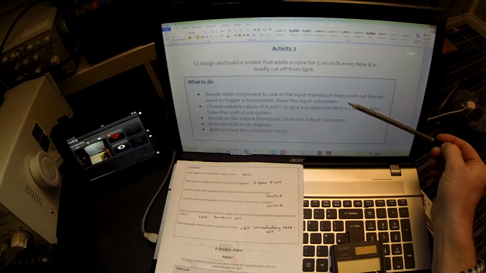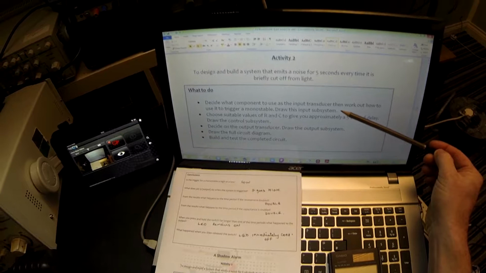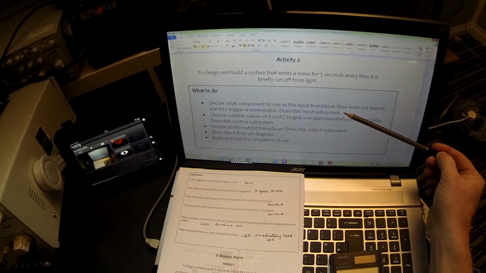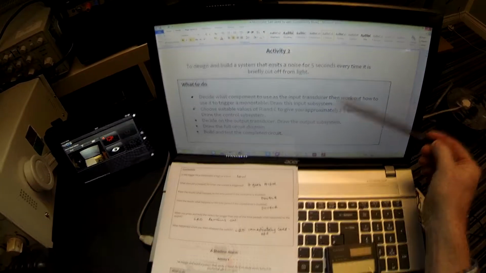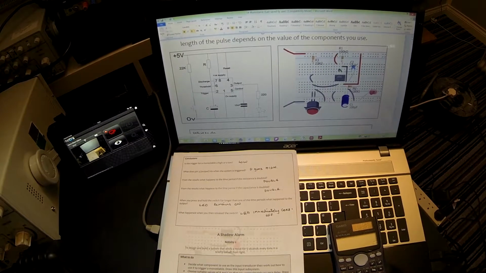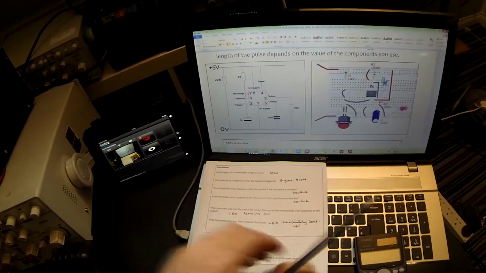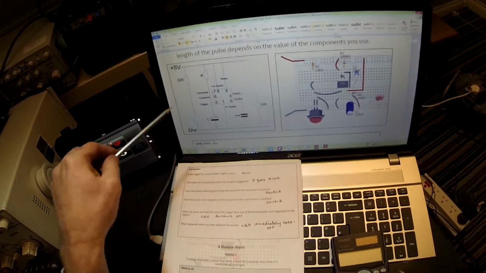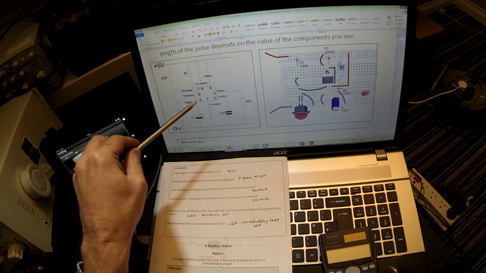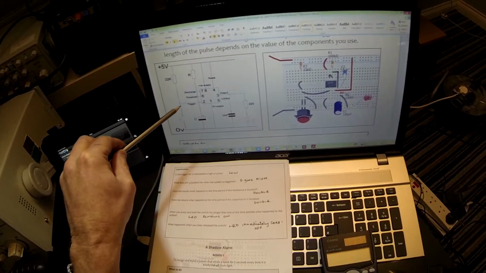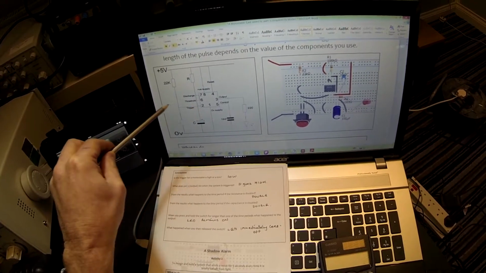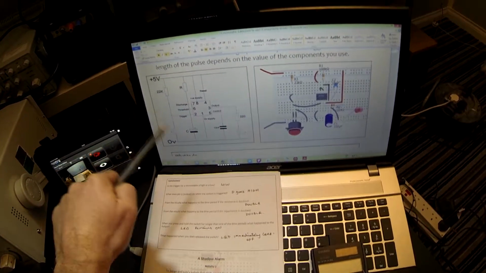So the first thing we're going to do, we're going to decide what component to use as the input transducer, then work out how to use it to trigger a monostable. So if we go back to our original circuit, we used a pull-up resistor and a switch, so that when we press the switch the input went low, and that's very important here to recognize that we need to send a low to pin 2 to trigger our circuit. So in other words, something with light.